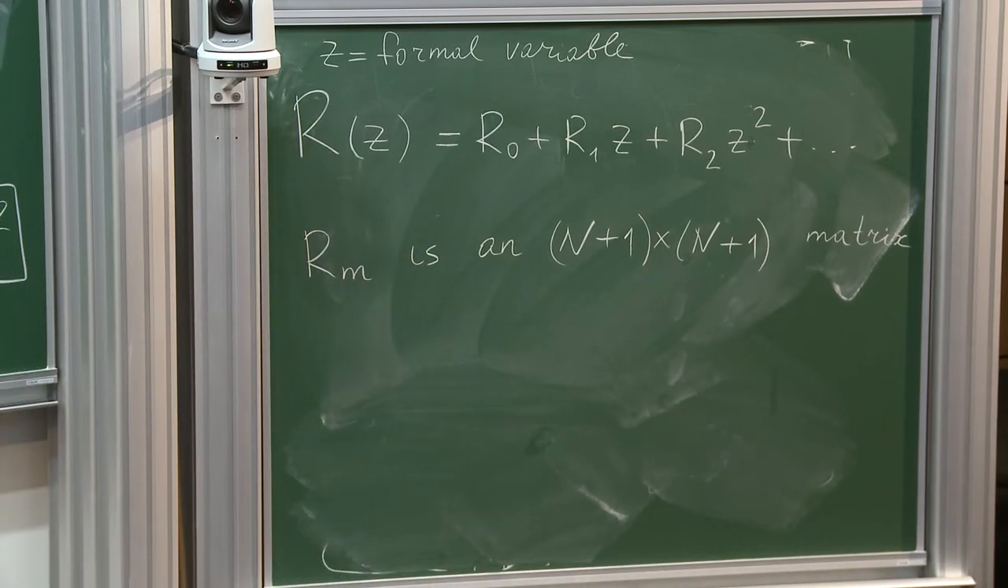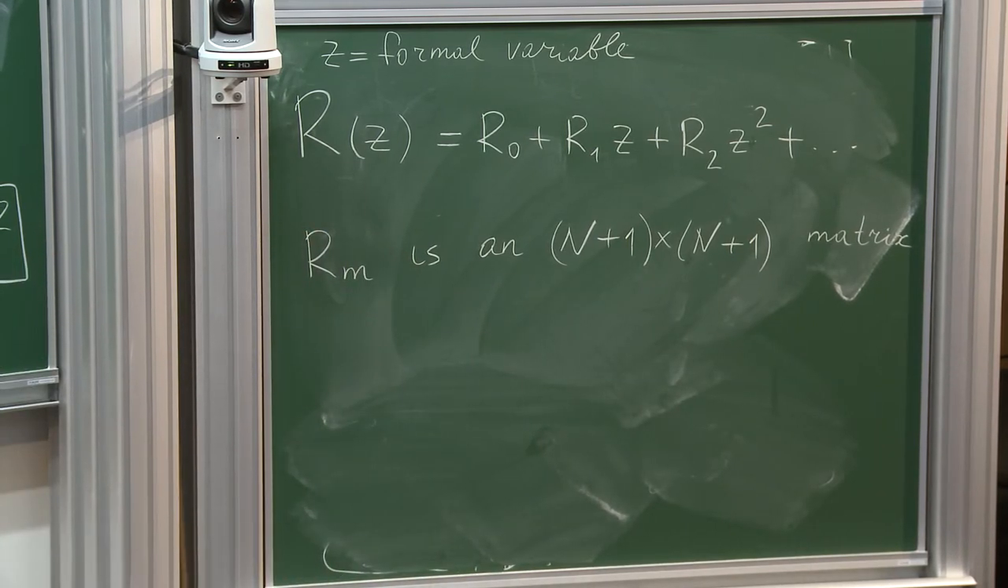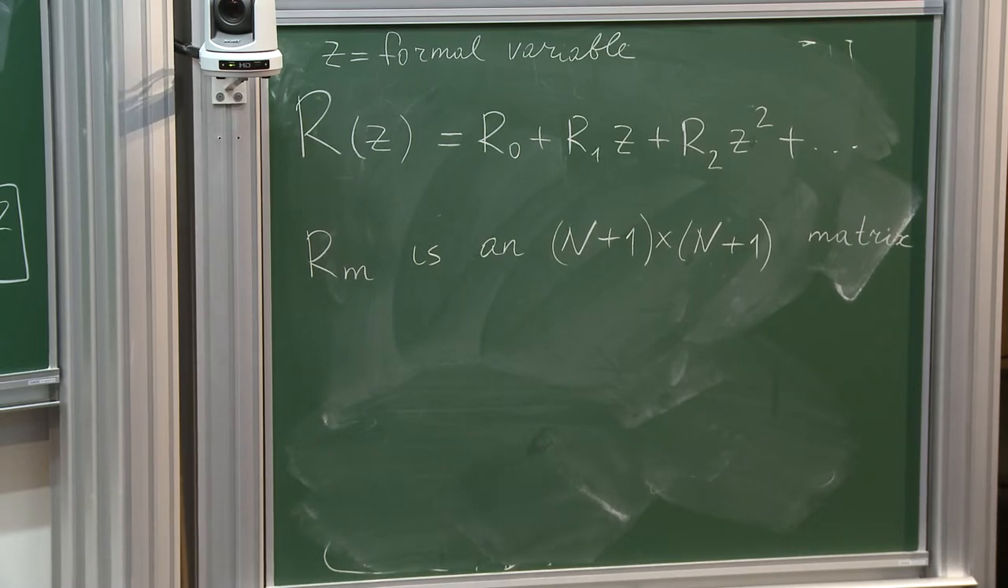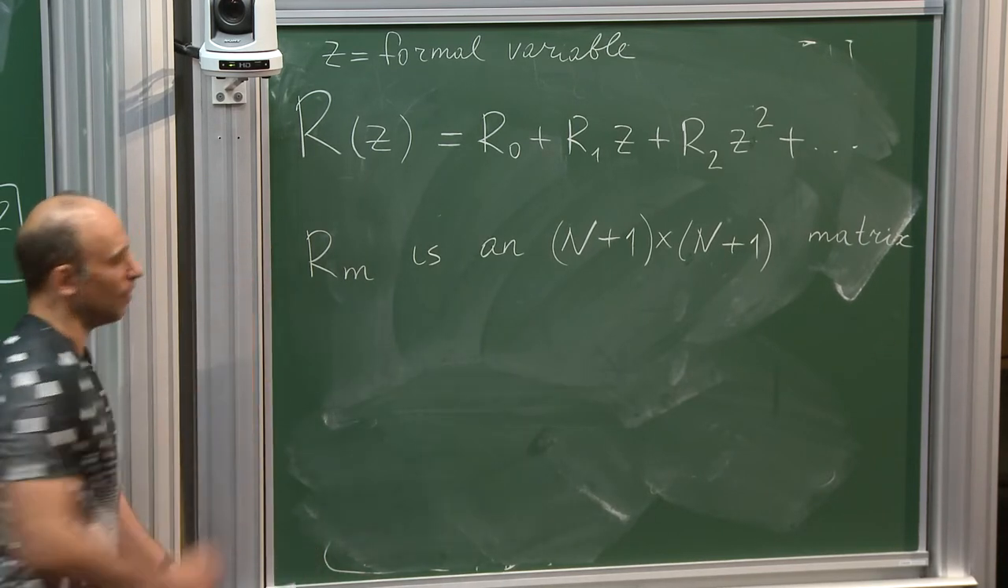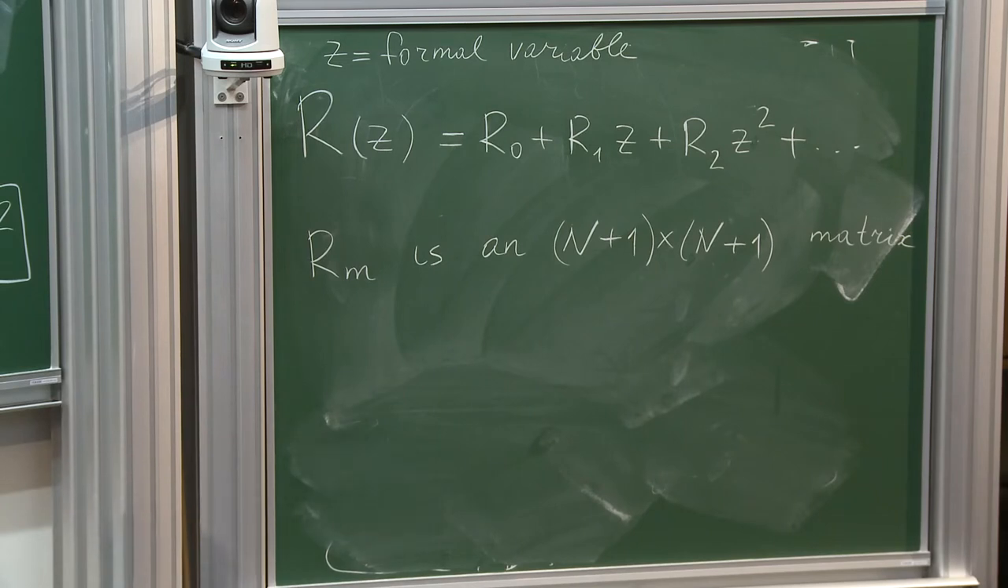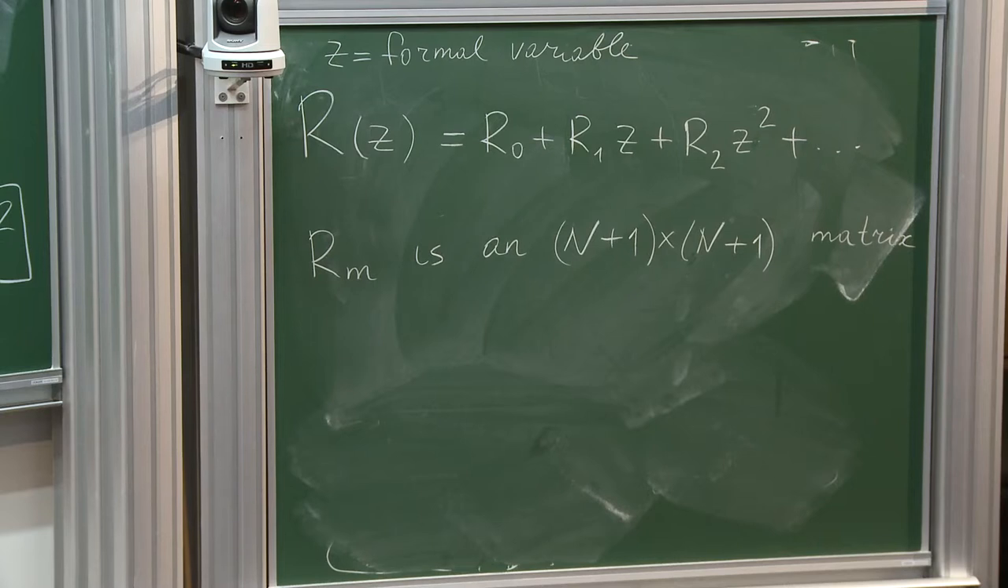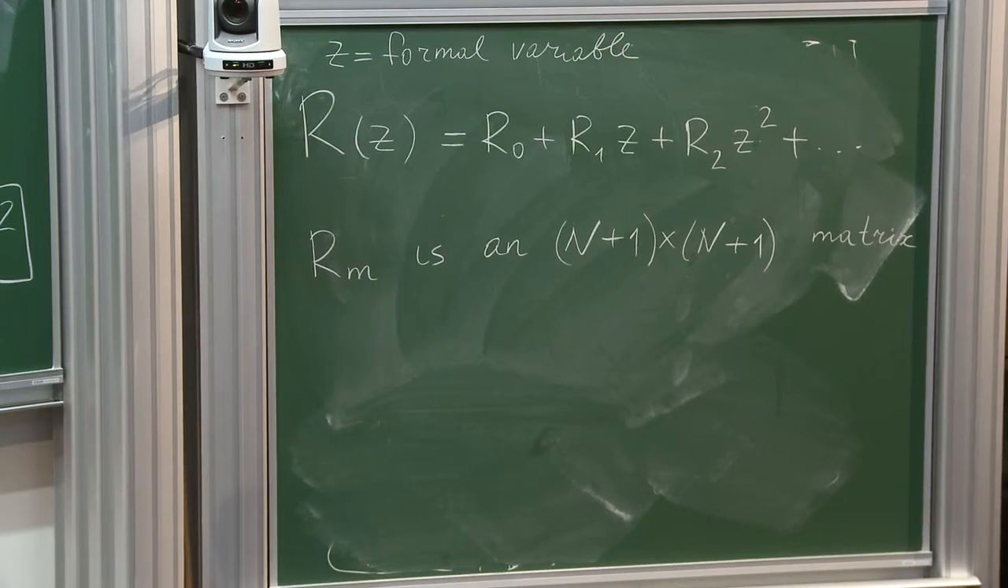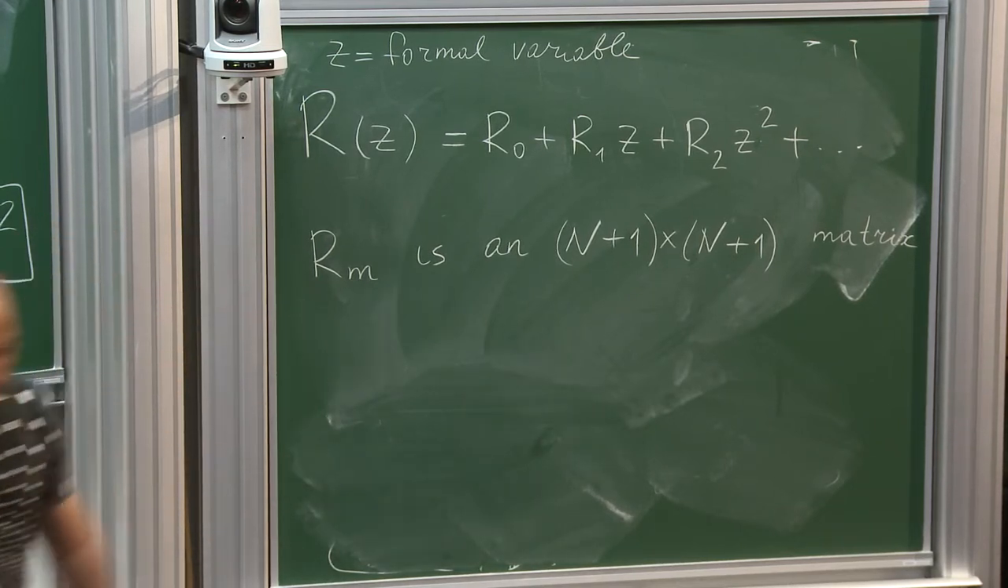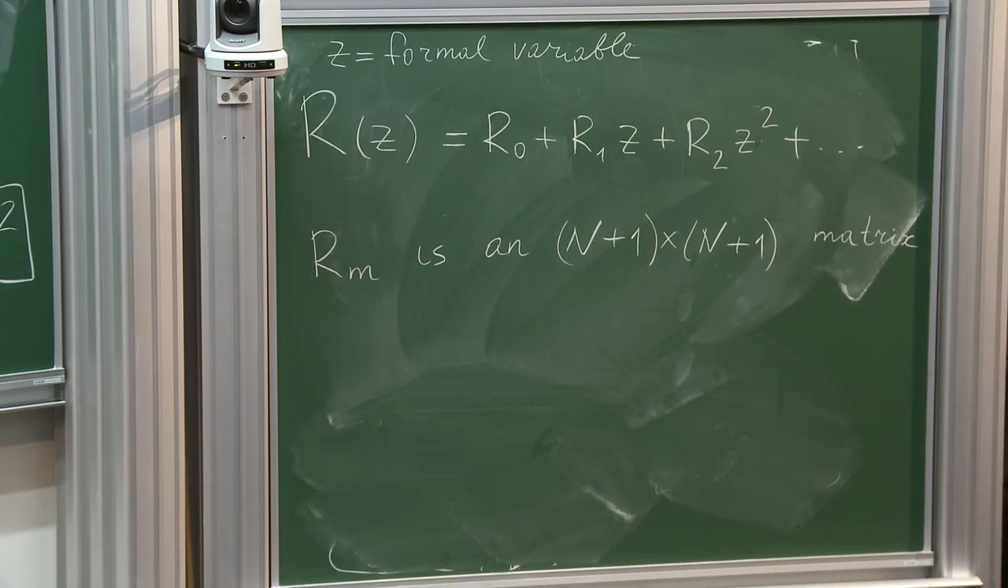That contains some information about the cohomological field theory. So now I'm going to tell you how to find the R matrix if you have the cohomological field theory. And then there is Teleman's classification theorem that tells you that you can actually go back in many cases. So let me first tell you what information is contained in the R matrix.